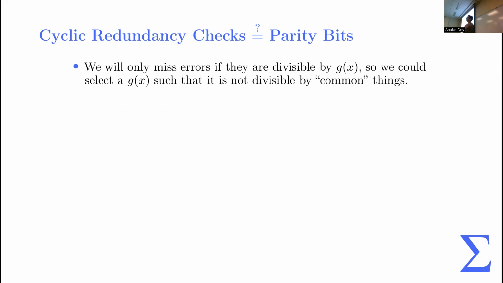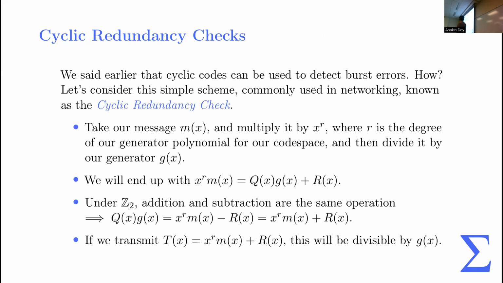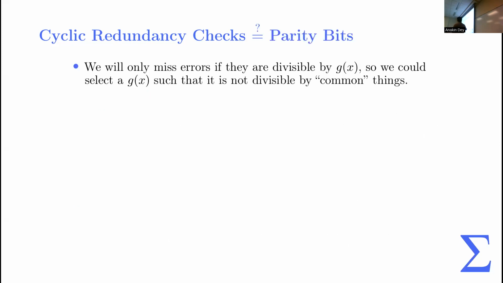So where does this go wrong? Right? Like where do we not catch errors? We're gonna miss errors if this sum that we've got here happens to be divisible by G of X. If whatever error we had produced a remainder that happened to be divisible by G of X, we'll miss that error.